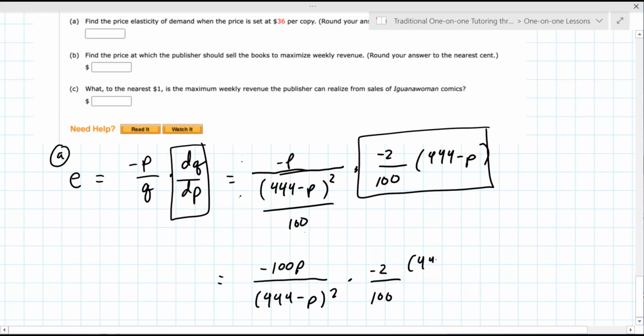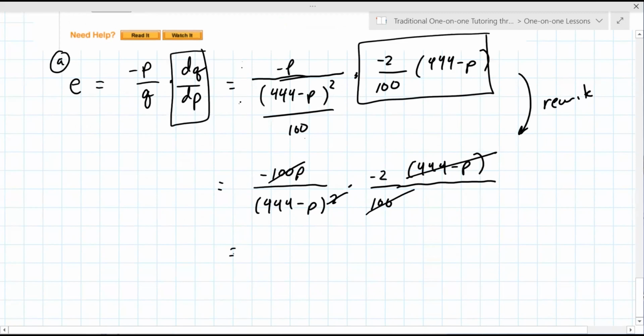And then this 444 minus P is still in the numerator here, so this is just a rewrite step. Now you see some cancellation. That cancels with that, and the 100 cancels with that 100. Like the last problem, you get something nice here. Negative negatives become positive: 2P over 444 minus P. Yeah, I see how you got that. Great. So this is your E. Like in the previous problem, you had to actually submit that, but that is your E.